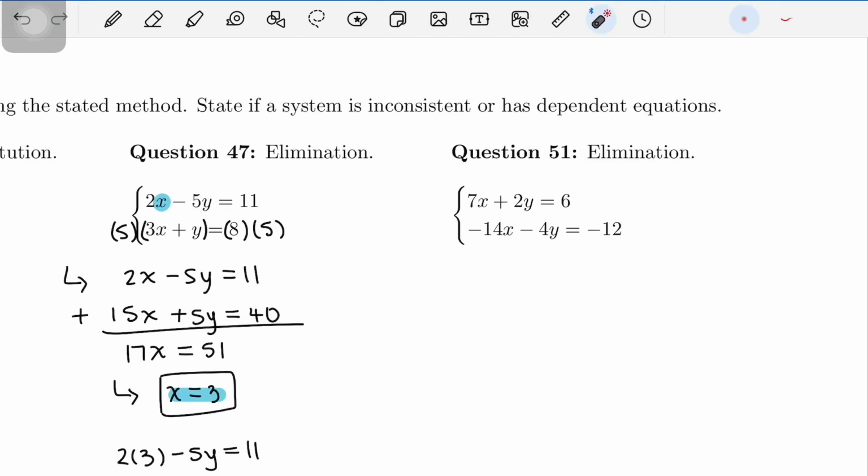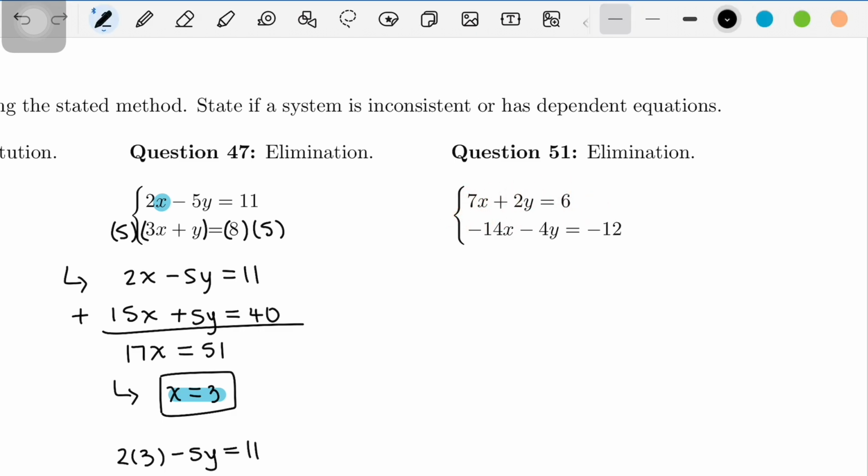Now, for this last example here, we again want to solve this system using elimination. So as we saw in the last example, what we're going to do is try to get rid of or eliminate one of the variables. That's our first step. So what I'll do, I can automatically see that I have a minus 14x here and a positive 7x. So if I were to multiply this equation by 2 on both sides, I'm going to get a positive 14x, and so my x's will cancel.